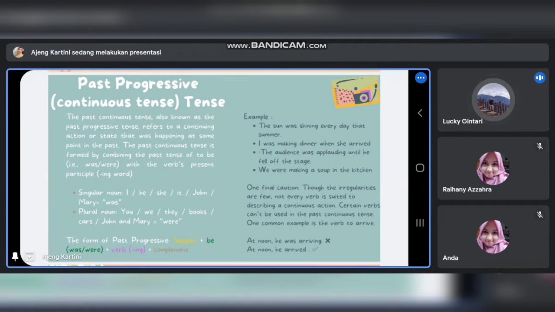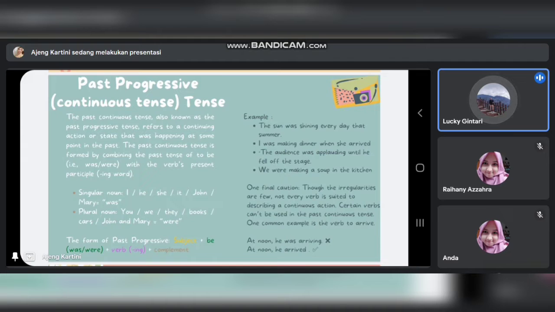And then it can also be used to describe something that was happening continuously in the past when another action interrupted it. For example, I was making dinner when she arrived. The audience was applauding until the end of the show. We were making a soup in the kitchen.